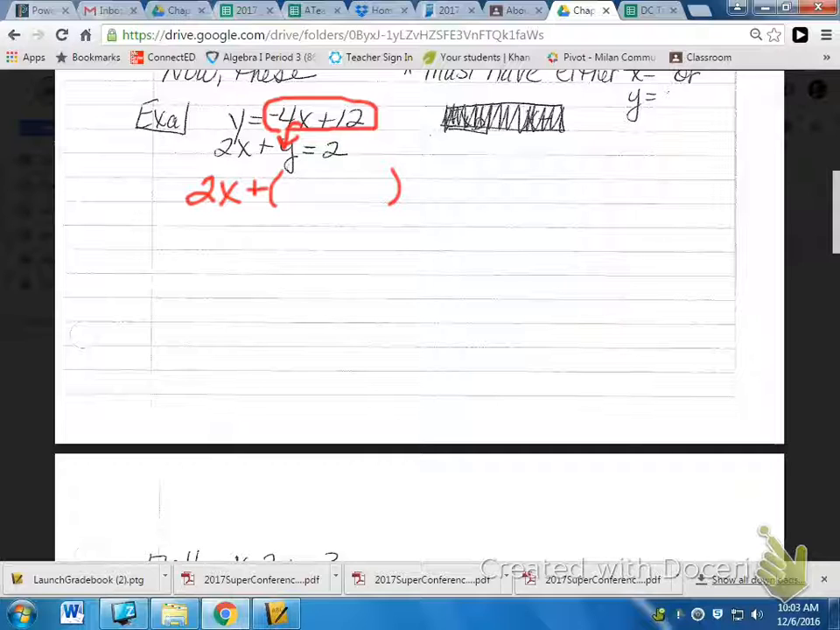Right now there's a plus sign, which means nothing, but if there was something else, you need to distribute, okay? So just kind of get in the habit of doing those parentheses, and in the parentheses I'm going to put negative 4x plus 12, and that equals 2. So I am using this second equation there, 2x plus y equals 2, and in place of y, I put negative 4x plus 12. Do you see how I substituted that in?